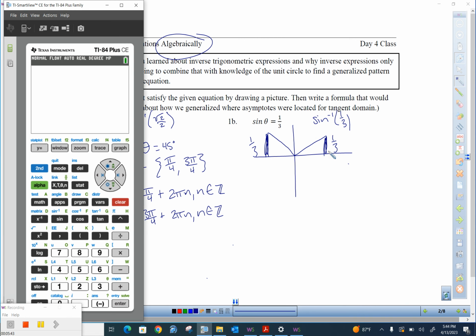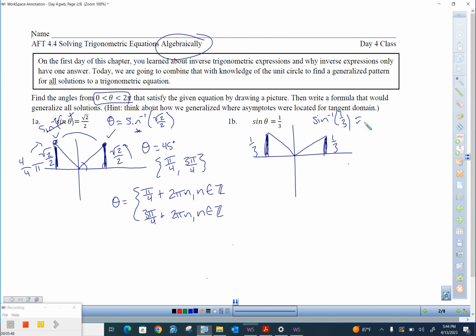We know an angle is going to be from 0 to 90 based on the quadrants you drew it in. And we're just going to use our calculator to help. Okay, so it's about 19.5 degrees. But again, the picture is helping us because we only have one answer from our calculator, and we have to use the symmetry in the picture and what we know about the unit circle to find the second one.